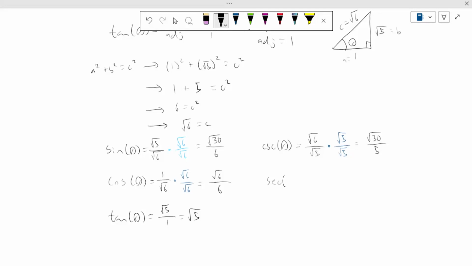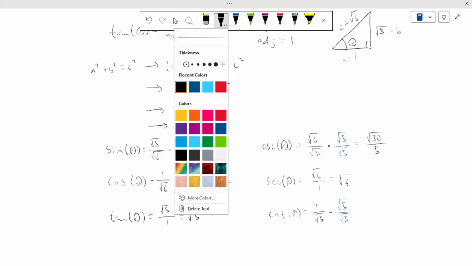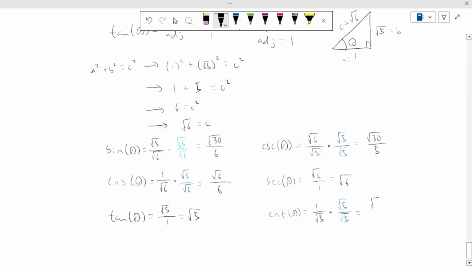Secant of theta. Remember, that's just a reciprocal of cosine. Cosine's 1 over the square root of 6. So then this will be the square root of 6 over 1, which is just square root of 6, right? And cotangent of theta is a reciprocal of tangent. So I'm going to get 1 over the square root of 5, right? I'm going to rationalize it by multiplying by square root of 5 over square root of 5, right? So we're going to get that this is square root of 5 upstairs. Downstairs is just 5. Okay. And there we have it.